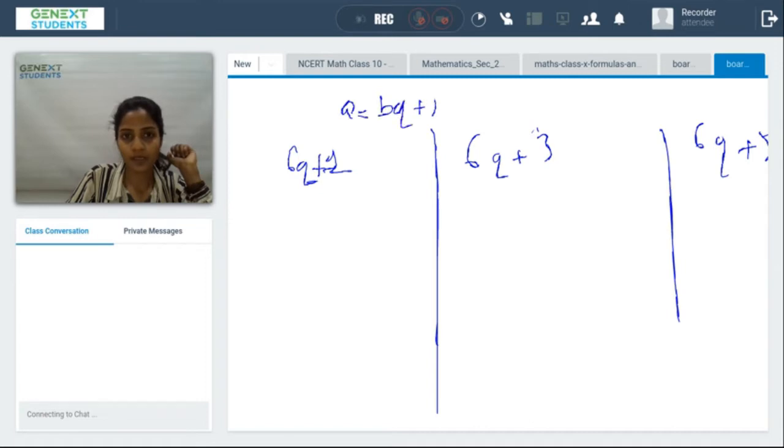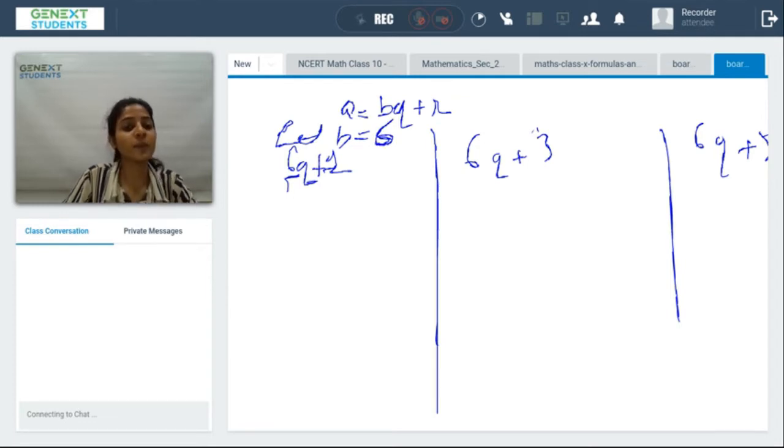B q plus r, correct? So we assume that here, because we have 6 over here, let b equals 6. Over here we see that it is in the form of b q plus r, correct? So instead of b q plus r, we consider a equals 6q plus 1.